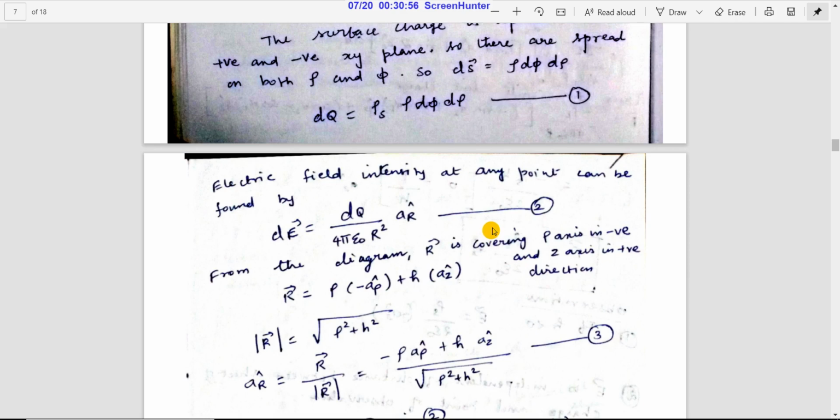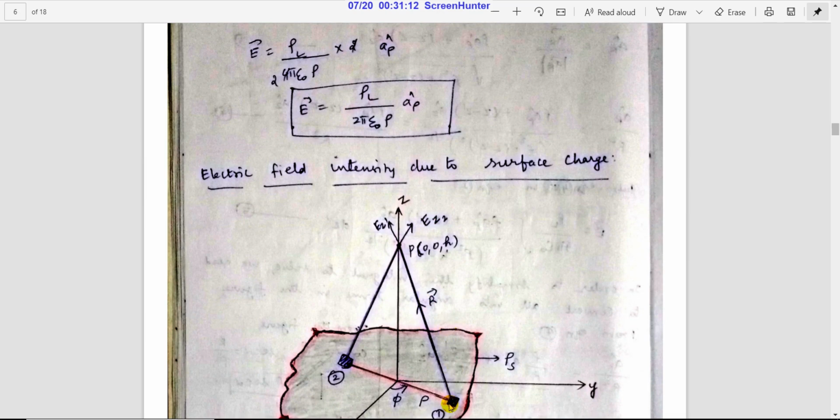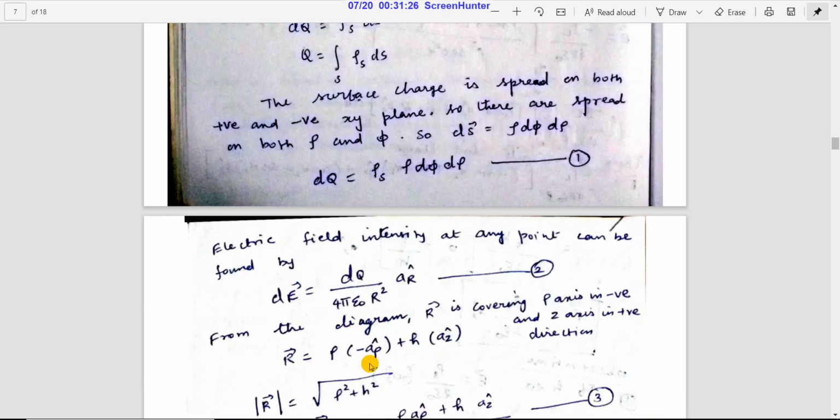The electric field intensity at any point due to a sheet of charge, that is dE vector, is equal to dq divided by 4 pi epsilon naught r square a r cap. So from the figure, we have the r vector from this particular piece, and the distance vector r is measured as minus rho a rho cap plus z a z cap.